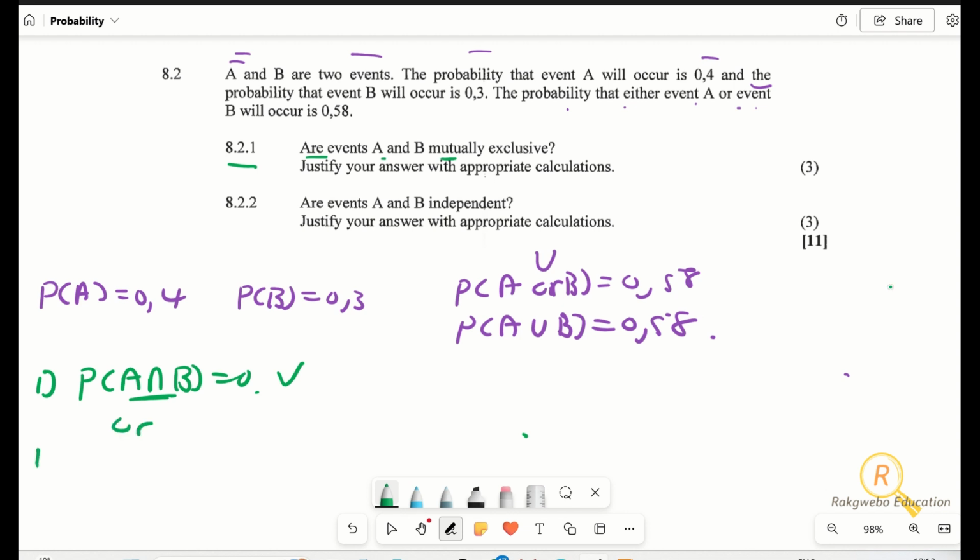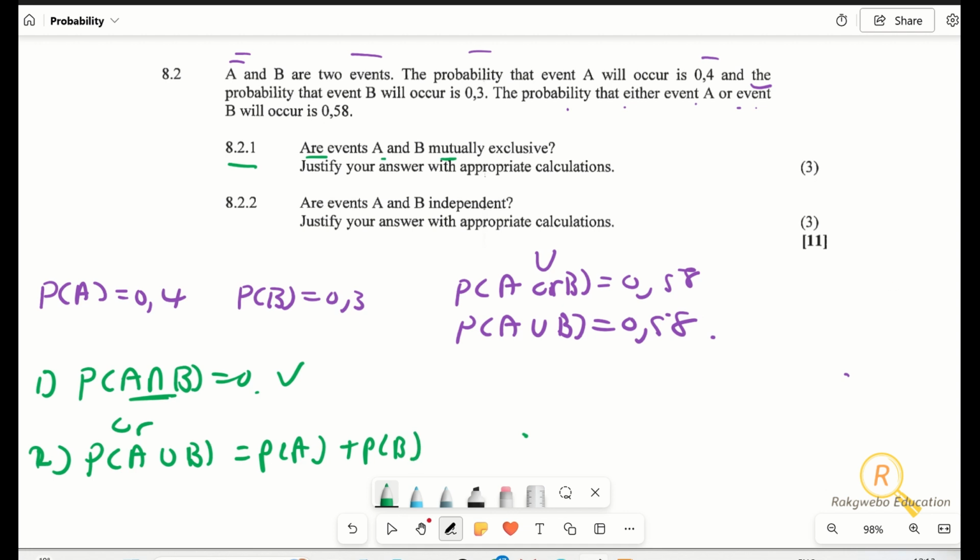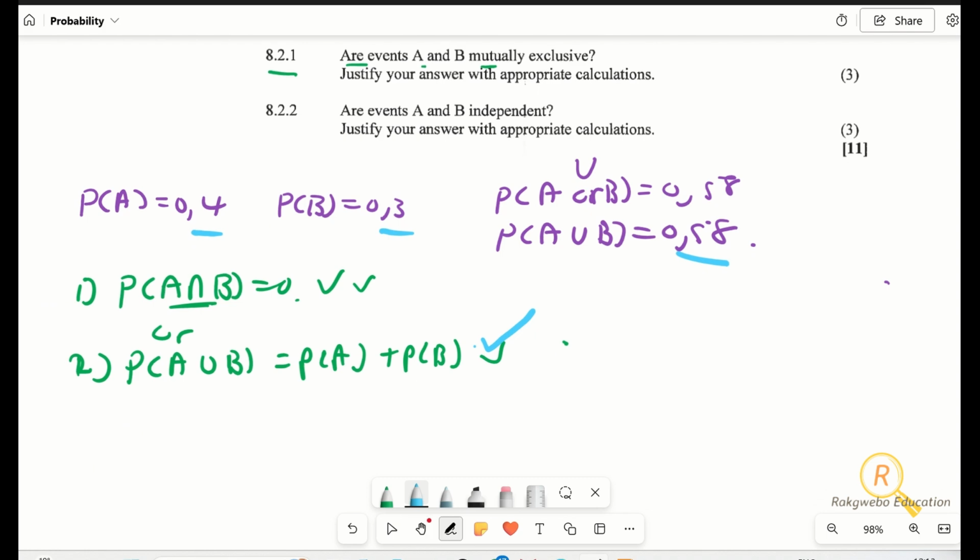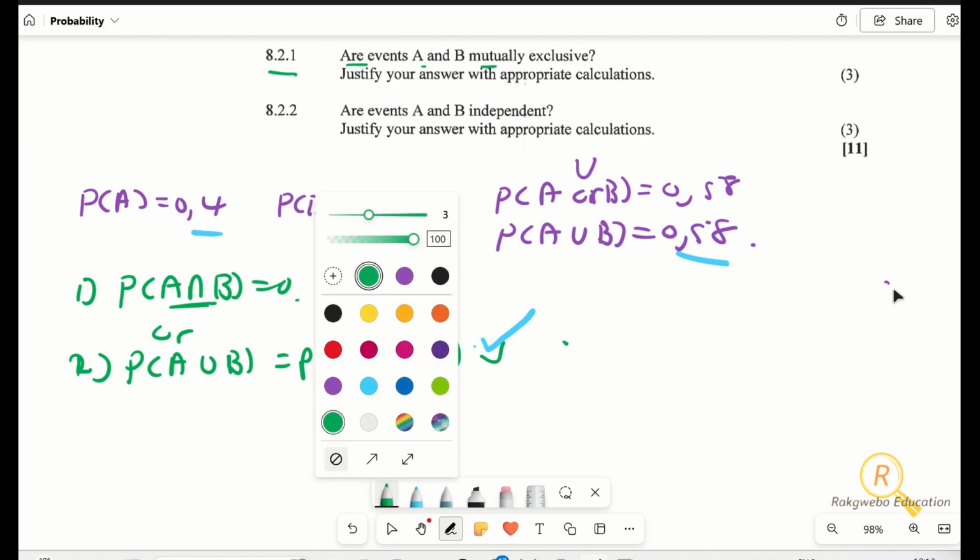Or you can also prove this. If you can prove that the probability of A or B equals the probability of A plus the probability of B, then you would have proven that the two events are mutually exclusive. Either prove this or that. Now, what we have so far, we have the probability of A, the probability of B, and the probability of A or B. So we could use the second condition. Let's see if that is the case.